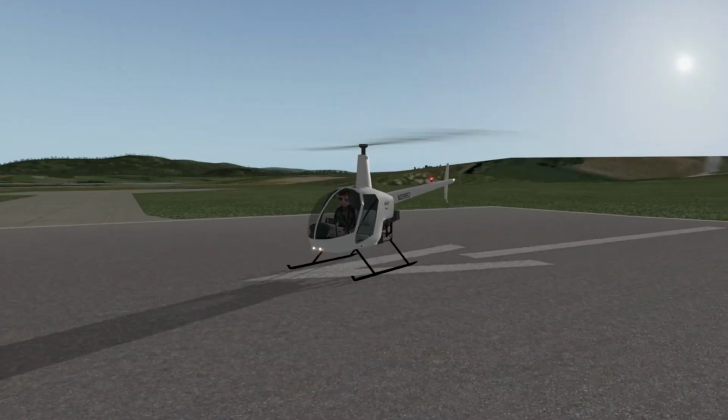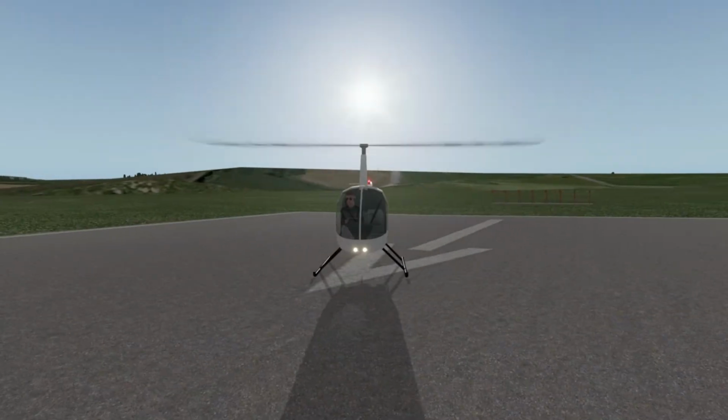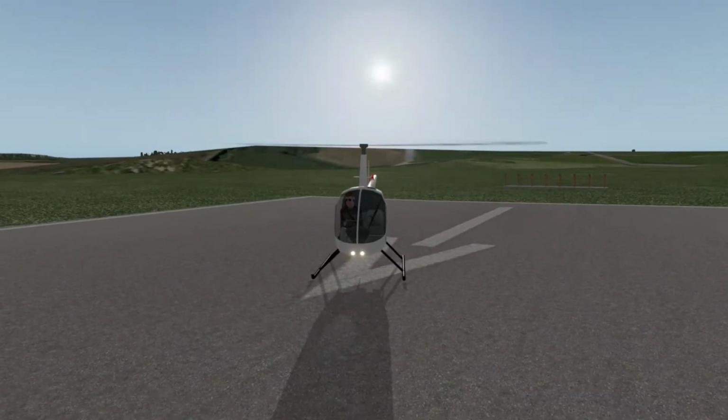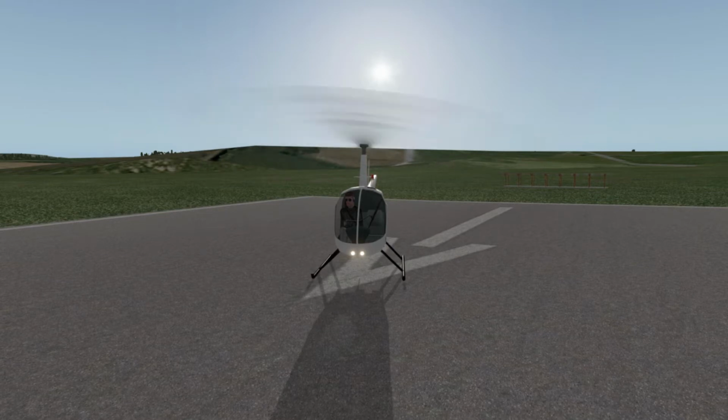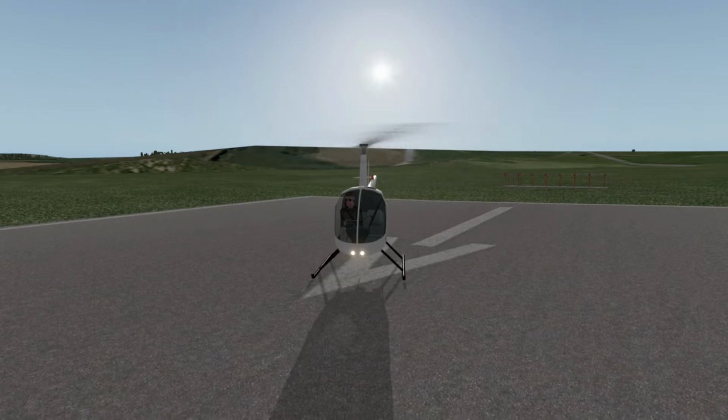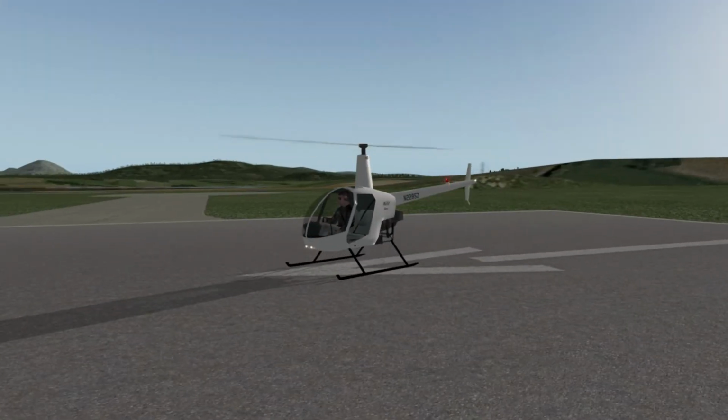How is the pitch and roll of a helicopter controlled? That's done by changing the angle of the main rotor. Actually, yes, let's go with the angle of the main rotor. Like so.